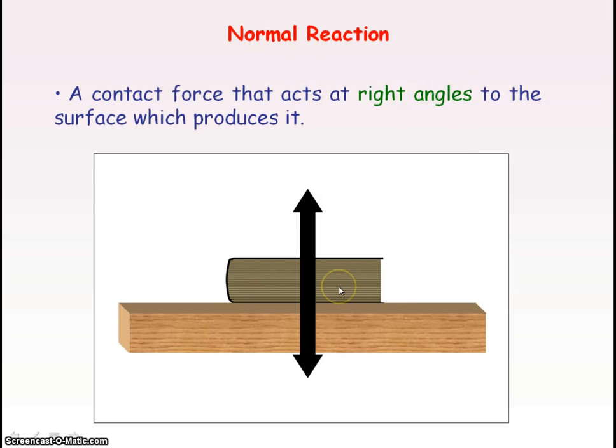So here you have a book which is resting on a table. The book has the weight which acts vertically downwards, and as the book is at rest on the table, there must be another force acting on the book which is vertically upwards, and this force is the contact force, the normal reaction force that the table exerts on the book.